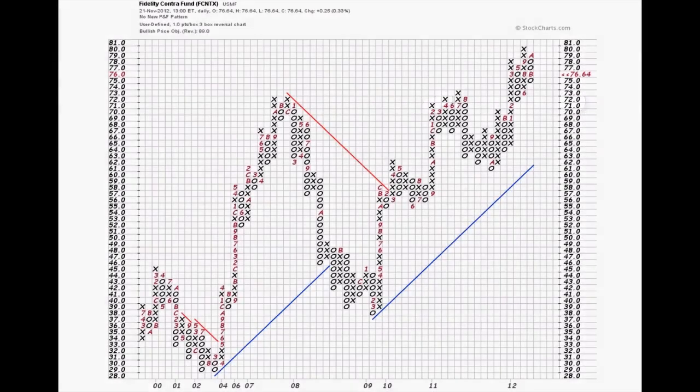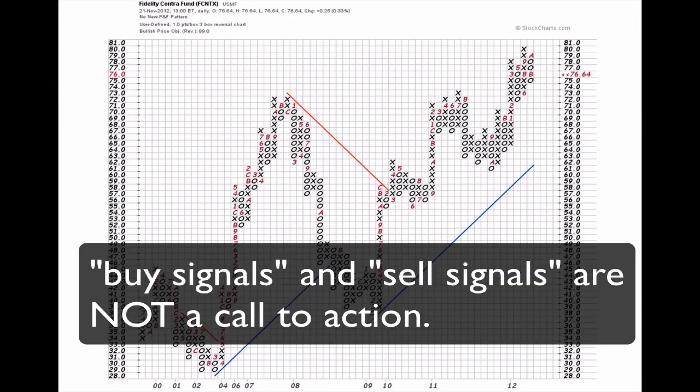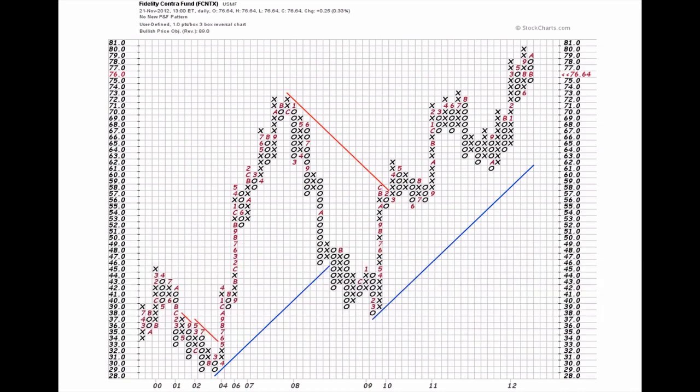Remember, technical buy or sell signals are not a call to action. It's simply a term of art used by the point and figure chartist because any investment being measured can only be on a technical buy signal or a technical sell signal. There is no middle ground. We'll cover the importance of this distinction at a later date.